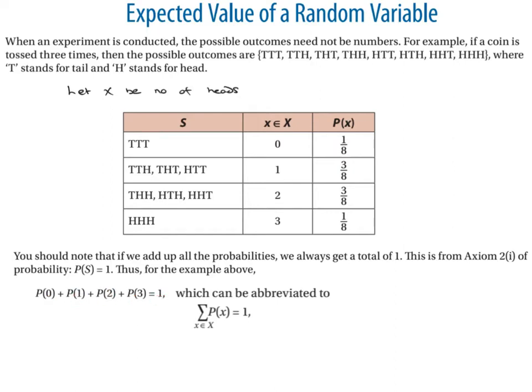equal to 1. And we can abbreviate this using what's called sigma notation. And all this means is that if we sum all the probabilities of x, where x is a member of this, we should get 1. So this is just another way of writing what we've got here. Okay, this is what we call sigma notation, and we're going to meet that later on in the course.